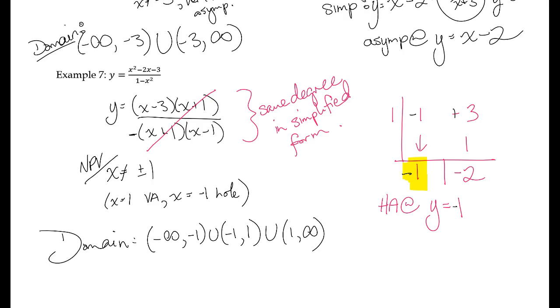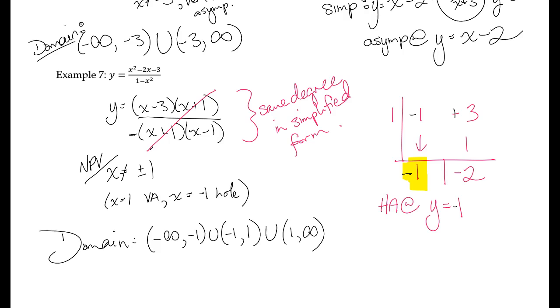Once I did that, I was able to identify my non-permissible values as positive and negative 1, but 1 is going to be a vertical asymptote and negative 1 is going to just be a hole because of the canceling. Thus, my domain creates quite a mouthful even when I'm using interval notation. Again, you are totally welcome to use that notation, but that's kind of your call. I personally default to the interval notation, as you know.